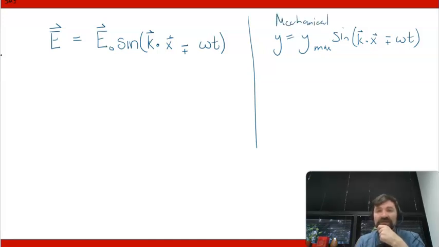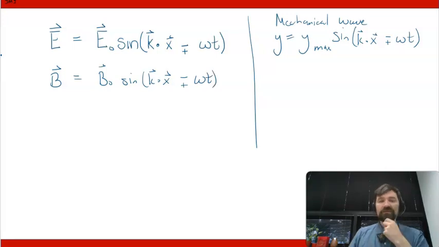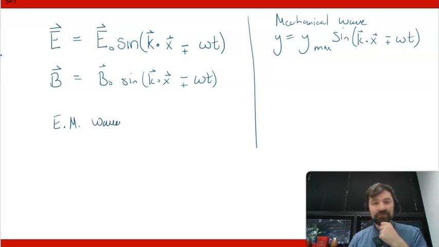And it turns out that along with this E field wave, I get my B field wave, which looks like B naught sine k dot x minus or plus omega t. Okay, so these are my electromagnetic waves. There are some parameters that can be discussed here, but I think that's for another video.